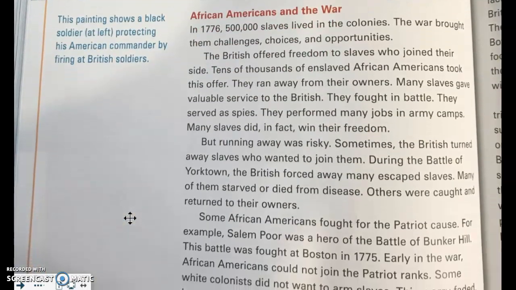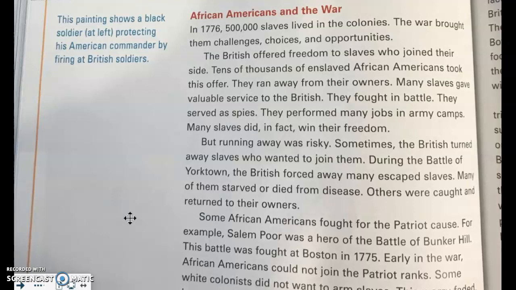African Americans and the War. In 1776, 500,000 slaves lived in the colonies. The war brought them challenges, choices, and opportunities. The British offered freedom to slaves who joined their side. Tens of thousands of enslaved African Americans took this offer. They ran away from their owners.